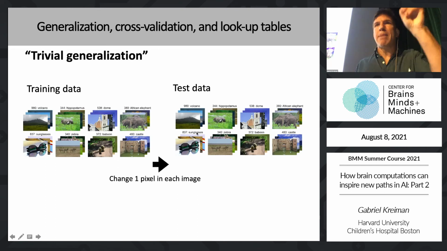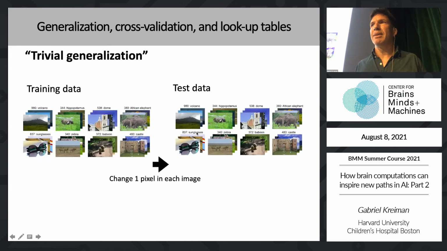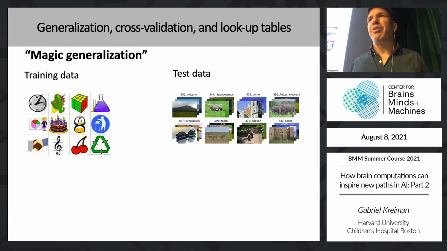They have one pixel deliberately different. And of course my algorithm will probably work extremely well. So this is what I call trivial generalization. I don't think this is very interesting. I'm not claiming this is what algorithms are doing. I just want to point to one extreme of cross-validation, which is legitimate cross-validation, but pretty boring, not interesting cross-validation. Here's the other extreme.